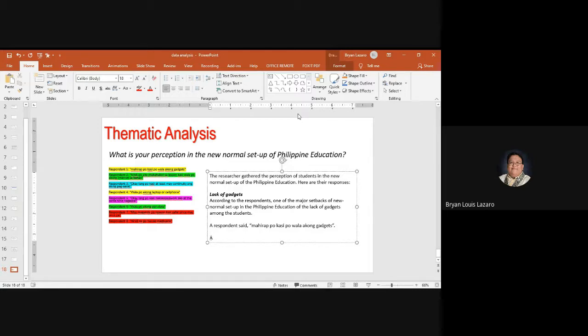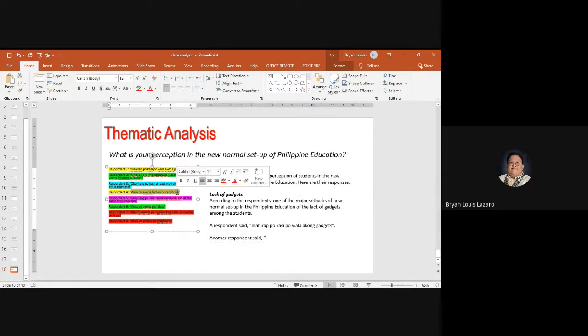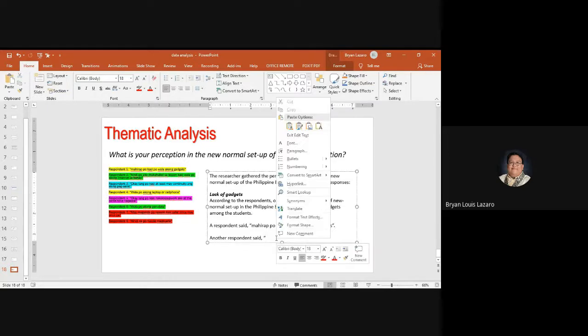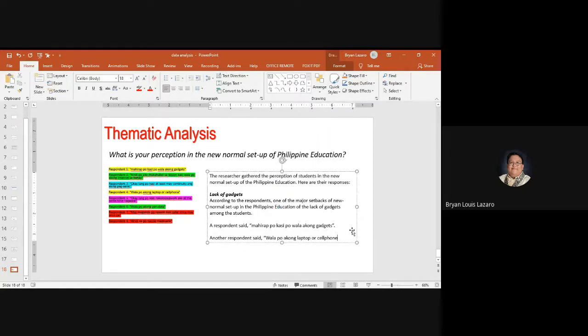Next. Another respondent said, diba? Another respondent said, yung isa pang naka-yellow. Matutulungan kayo ng color coding, pero hindi niyo ipapakita sa research yun, ha? Ayan na kagad siya. Tapos na. Susunod ka na ngayon. Ano yung susunod mong theme? Tignan mo ngayon kung ano yung susunod na magkapareho ng kulay.